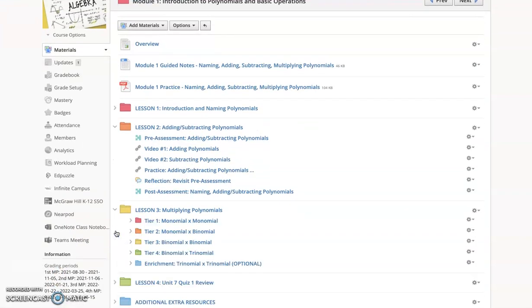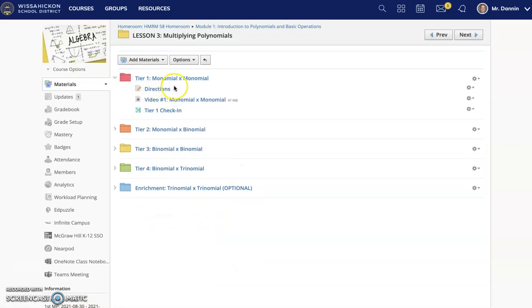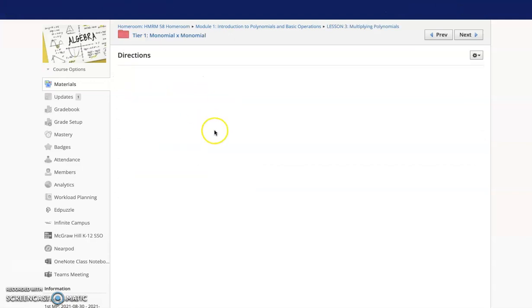Lesson 3 for this will be on multiplying polynomials. Since there are 4 different types of multiplying for polynomials that we will cover, this will be a tiered lesson. At the beginning of each tier, there will be directions and a video to watch. In order to move on to the next tier, the students must get all 4 questions correct in their check-in.